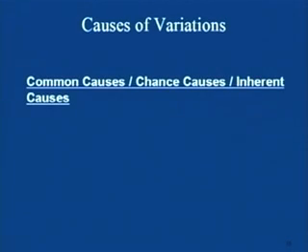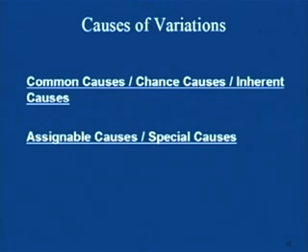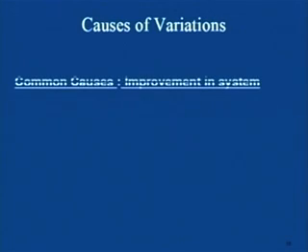The causes of variation: there are two causes of variation. One is the common causes, also known as chance causes or inherent causes. The second one is the assignable causes, also known as special causes. Let us see the first type of cause, the common causes, also known, as I mentioned, as inherent causes.